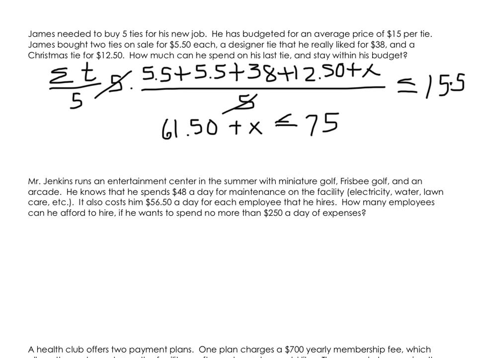Well, what are we going to do now? Let's subtract 61.50 from both sides. So we have 75 minus 61.50. That gives us $13.50. That's how much we can spend on the last tie. I think we're going to be sorry before it's all over that we spent $38 on that designer tie, especially after we spill something on it the first time we wear it.